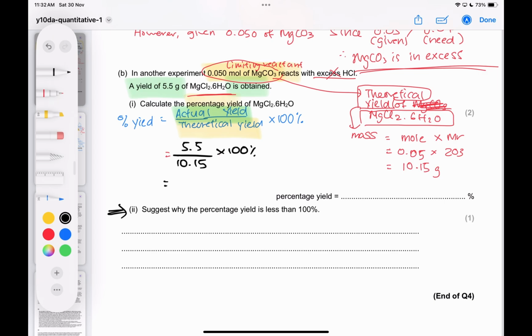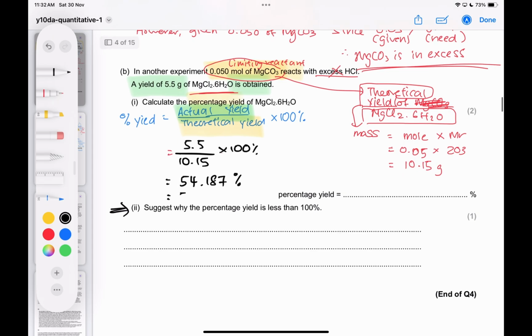If we input our values in our formula and multiply by 100%, you will get a value of 54.187%. But if the question doesn't state, always remember 3 SF is what we want. So it is 54.2%. Okay, 3 SF, take note, unless the question has another demand like give 4 decimal places, then you follow accordingly.